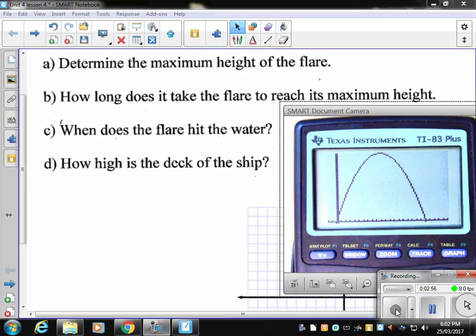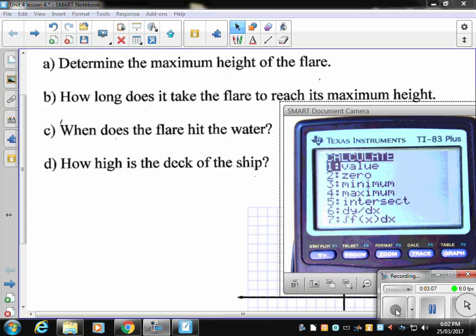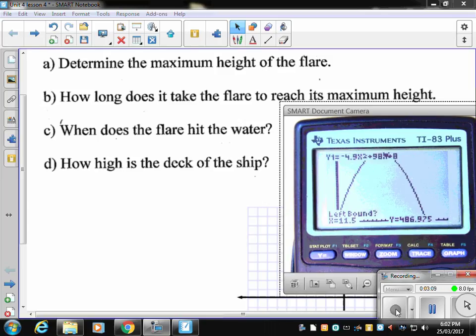height of the flare. So to find key features of a parabola, I go up above the trace button where it says calc. So second function trace, there's my calc. I want the maximum value. And with our graphing calculator, I have to go to the left of the maximum and to the right, so it knows where it's looking for the highest value.